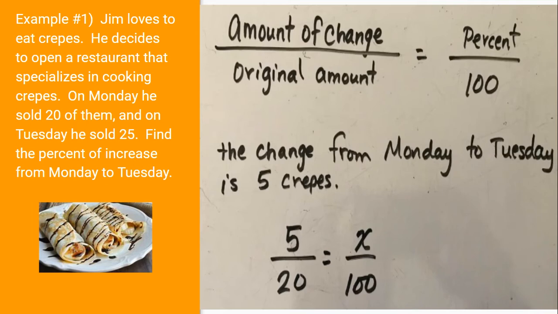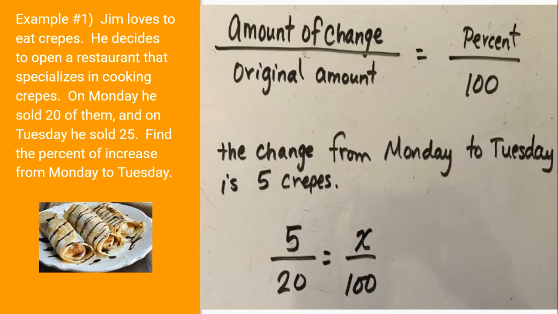So the amount of change is simply the difference between the two quantities that you're looking at. The difference between 25 and 20 is 5. So 5 goes in the place for the amount of change. Now the original amount goes at the bottom, in the denominator part of the ratio. The original amount pretty much is the amount that you start with. So on Monday, Jim sold 20 of the crepes. So 5 out of 20 equals, now we're looking for the percent because we're looking for the percent of change.